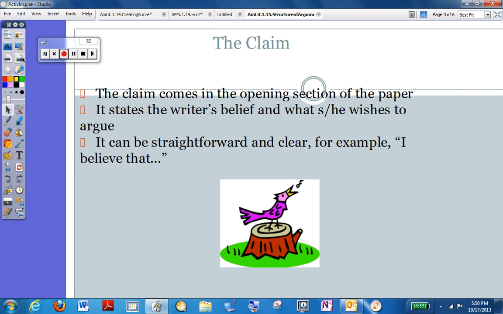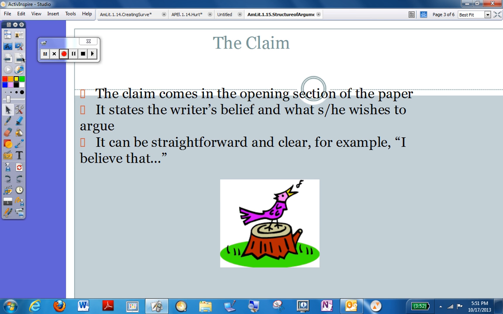Now, the claim, sometimes English teachers also refer to this as the thesis statement or the controlling idea, but it usually comes in the opening section of the paper, and it states the writer's belief in what he or she wishes to argue. And it can be really straightforward and clear. For example, I believe that, though generally more successful papers do not use all those helping verbs like I believe or I think. It just comes out and says, here's the position, okay?